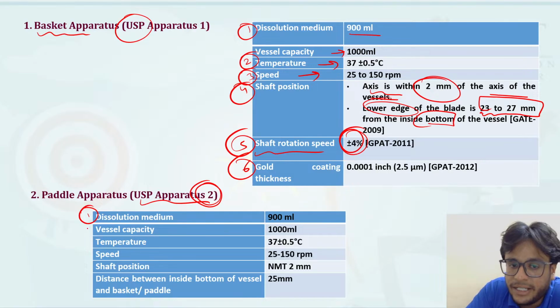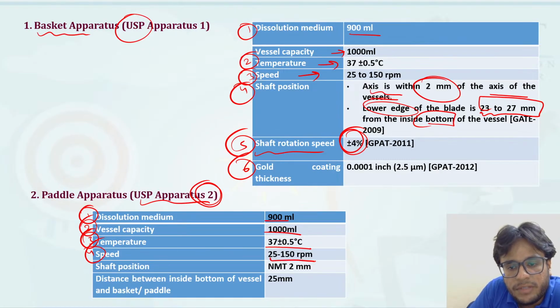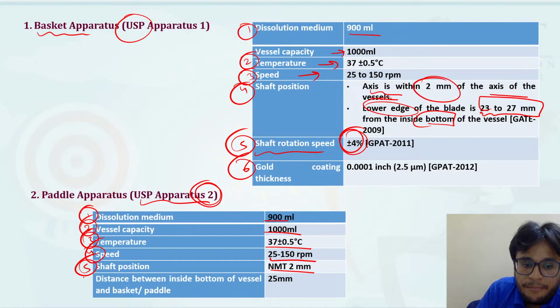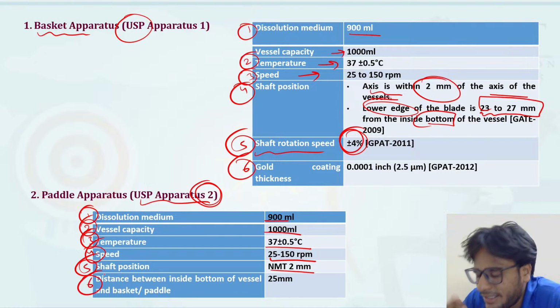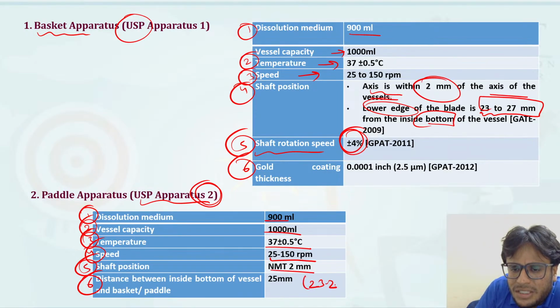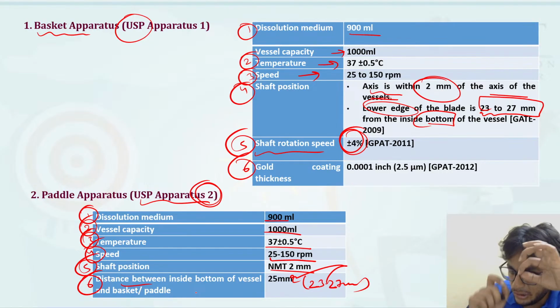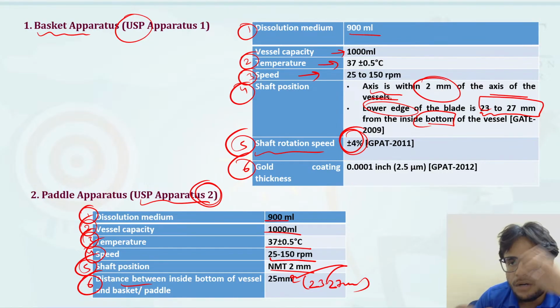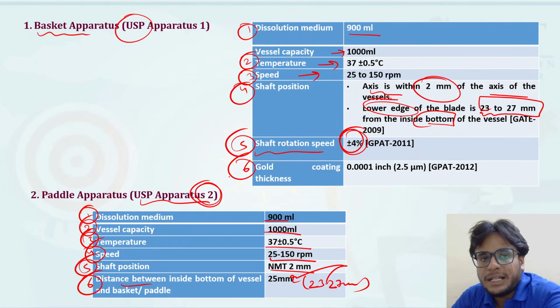The dissolution media is the same, 900 ml we are taking. The vessel capacity is 1000 ml. The temperature of the vessel, yes, 37 plus minus 0.5 degrees Celsius is allowed. The speed of the shaft is the same, 25 to 150 RPM, and the shaft position is also the same, not more than 2 mm from the axis of rotation of the shaft. One thing to remember, which is slightly different, is that it also lies in a range of 23 to 27 mm. So 25 mm is mainly the distance between the lower edge of the blade and the bottom of the dissolution vessel. So this is about the paddle and basket type of apparatus.